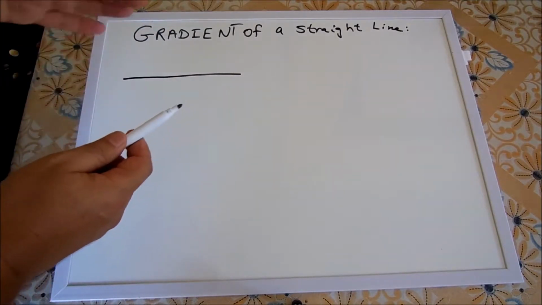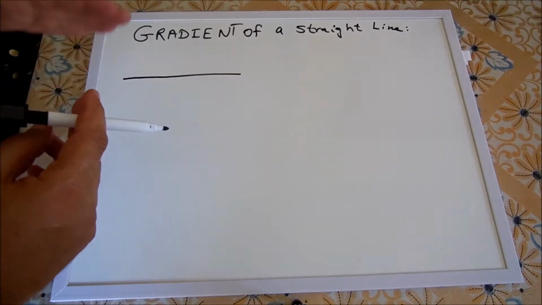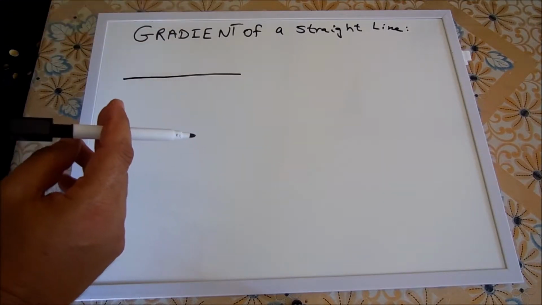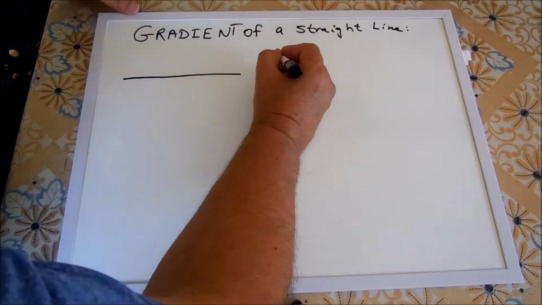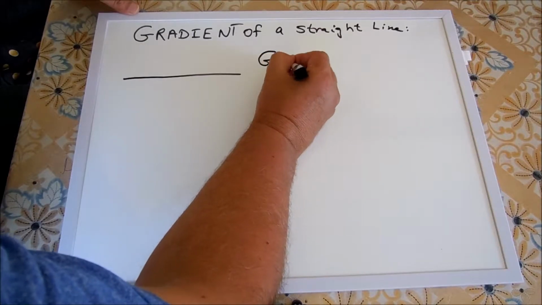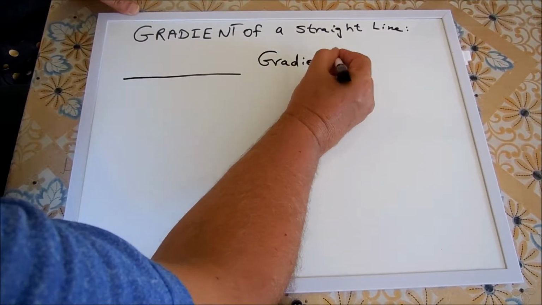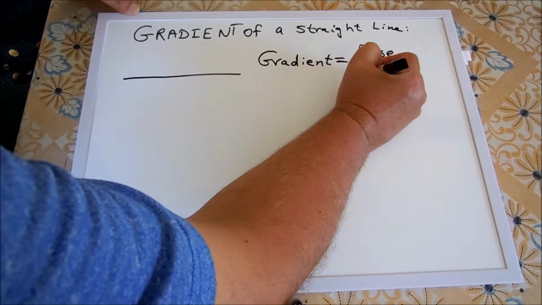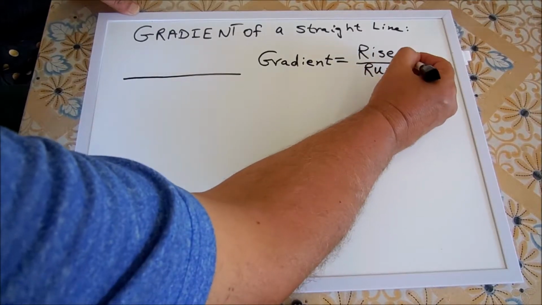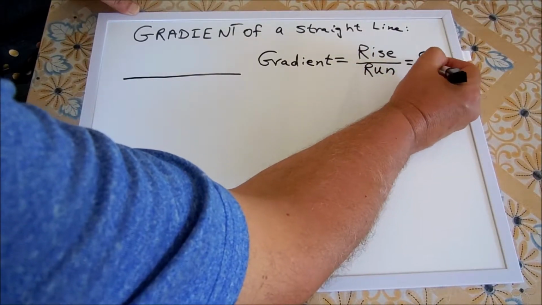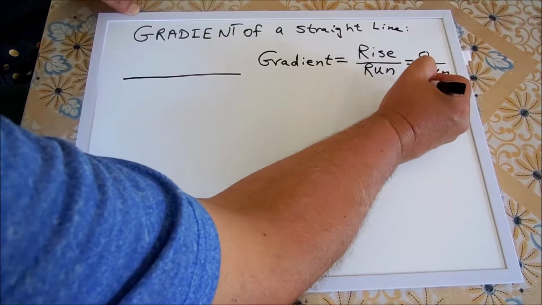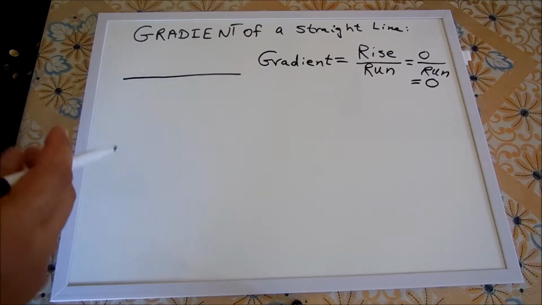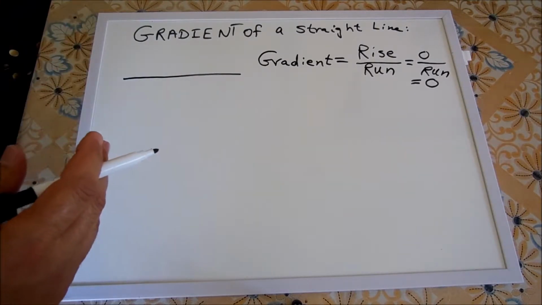And then we say that the gradient or the slope of this horizontal straight line is 0 because the rise is always 0. So we can write gradient equals rise over run. In this case, the rise is 0 over run, which will always give you 0. Okay, so that's the basic gradient of a horizontal straight line.